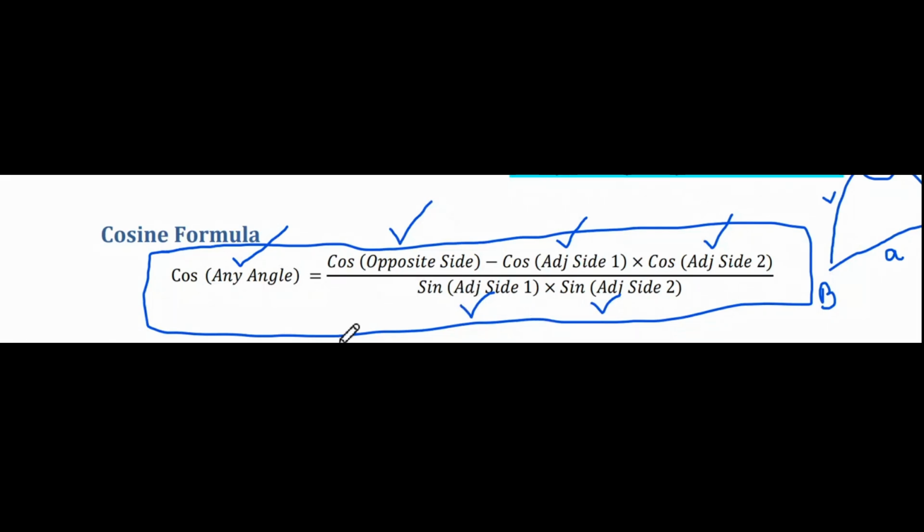So I will send this PDF document to you. It consists of the cosine formula as well as the Napier rule. So just go through this cosine formula. Let me know if there are any doubts anywhere.